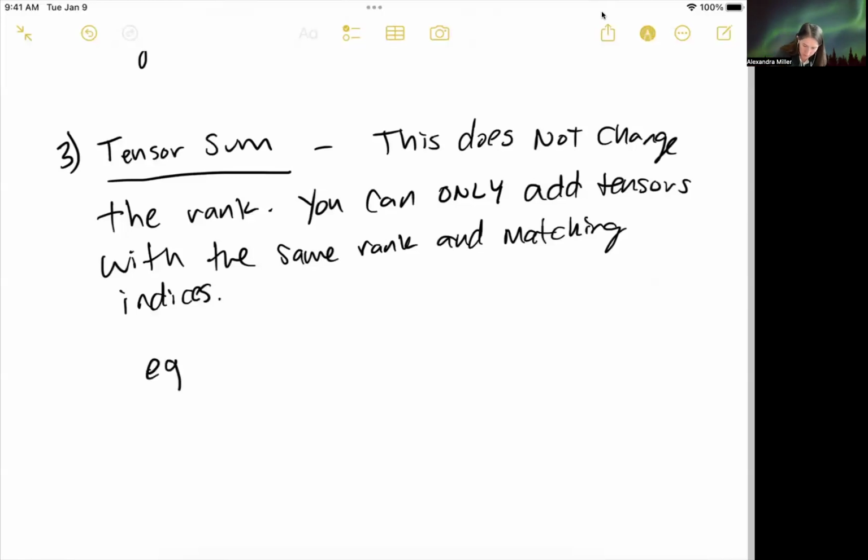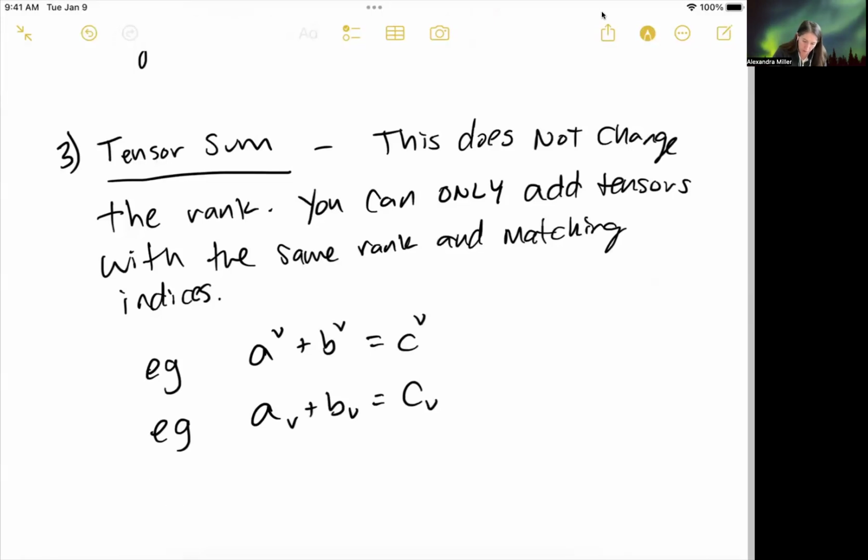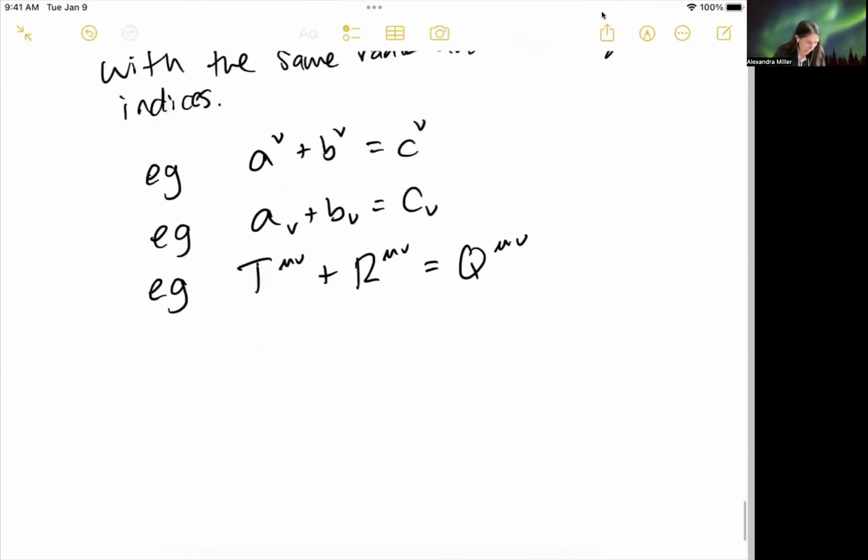And so, for example, we can add A nu plus B nu, and this is some new vector, C nu. Or, again, these could be downstairs. Or we could have a tensor. And notice all of the indices match, it's not just that the numbers match, but that the indices themselves match.